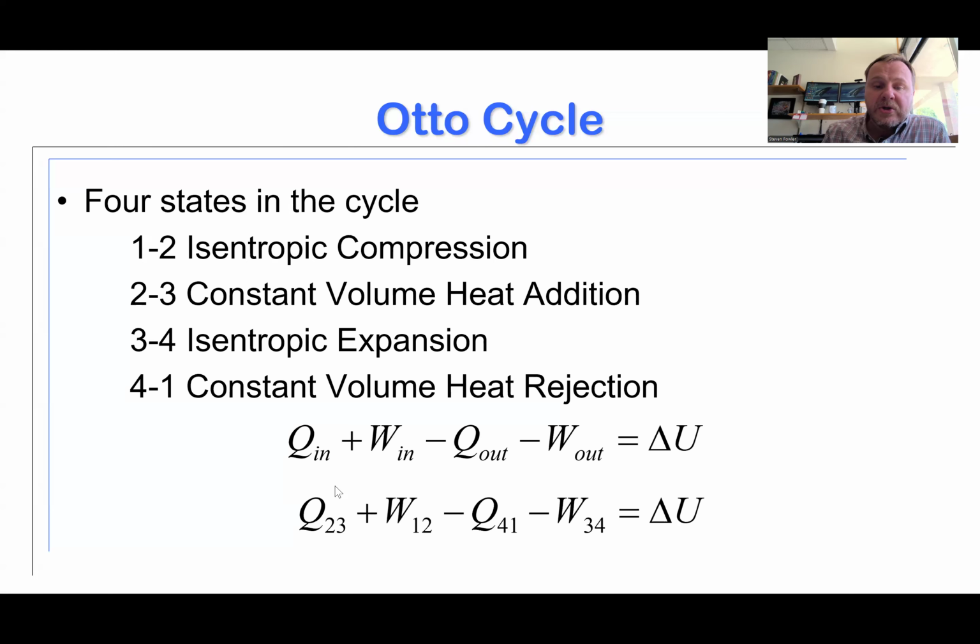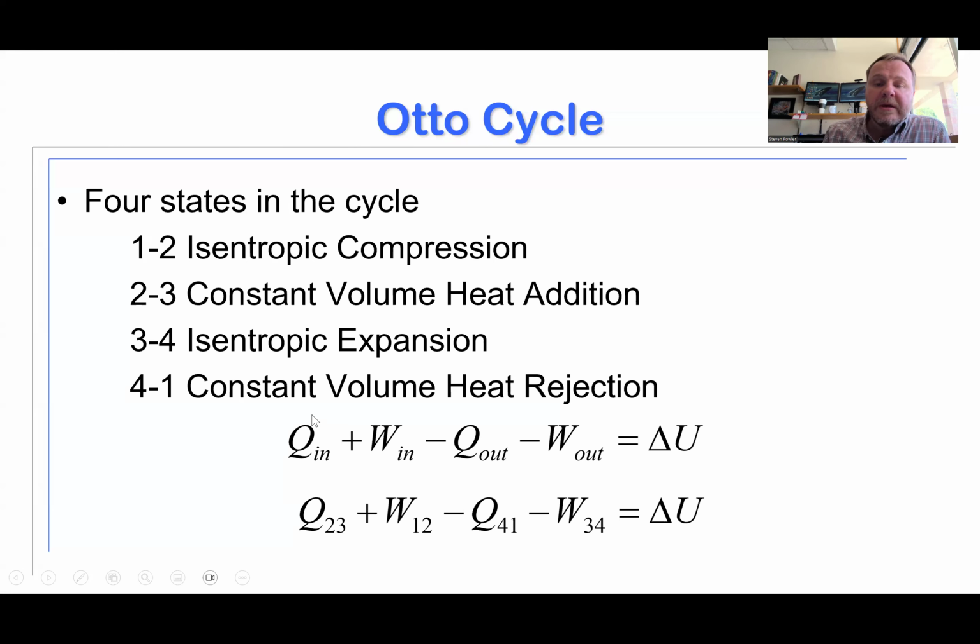Constant volume heat addition. So that's heat in, that's heat from 2 to 3. So we're basically looking at what the first law for the whole cycle looks like. Isentropic expansion, that's work out. That's work from 3 to 4. So that's minus work out over here.